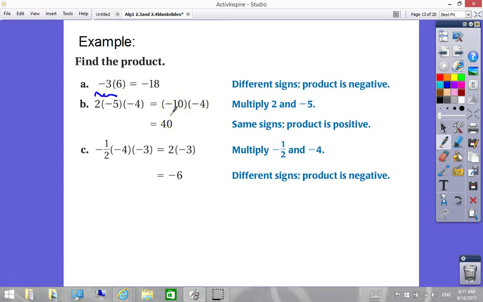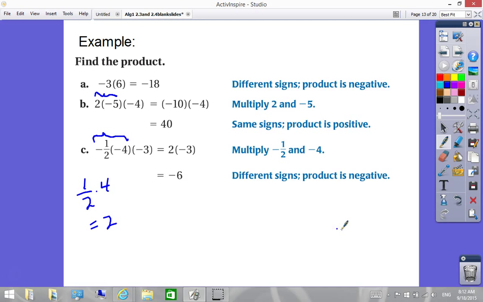And the last one's got 3 negatives in it. Is this going to be positive or negative? It should be negative. If it's an odd number of negatives, it's going to be negative. What did they simplify first? They did the -1/2 times -4, where the negatives cancel, and then you're taking 1/2 times 4, which is 2. So positive 2. Now, 2 times -3 is -6.